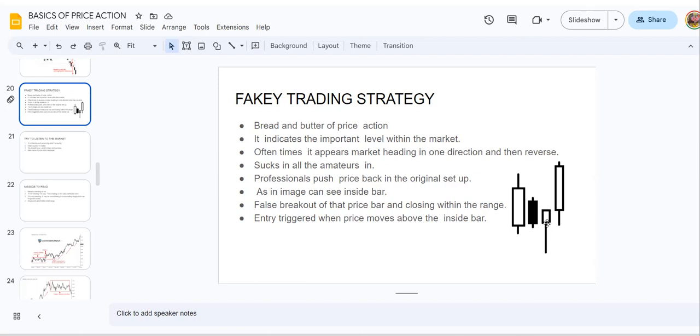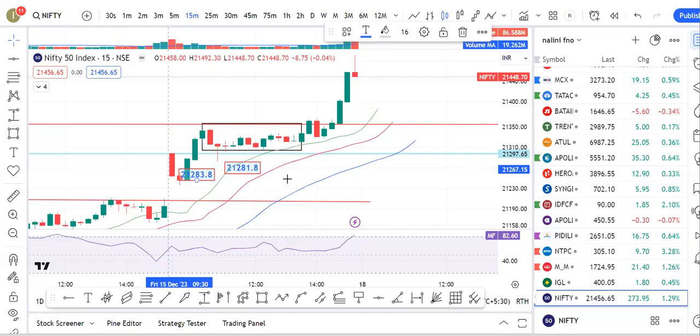This candle is the symptom of the Fakey bar. You can see the inside bar over here. The entry triggers. So this is the basics of price action, the bread and butter of price action. This has been developed of late under a different name, liquidity sweep, given by the smart money concept. The people who advocate the smart money concept have developed it as the liquidity sweep. This is nothing but a Fakey trading strategy, the bread and butter of price action.